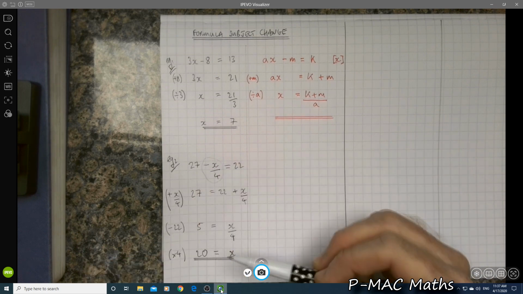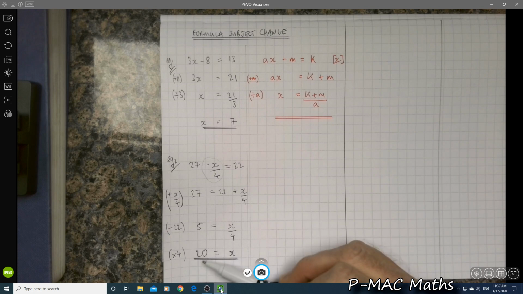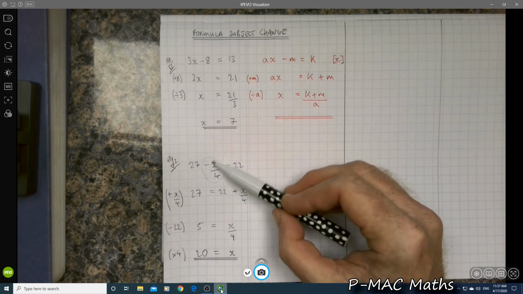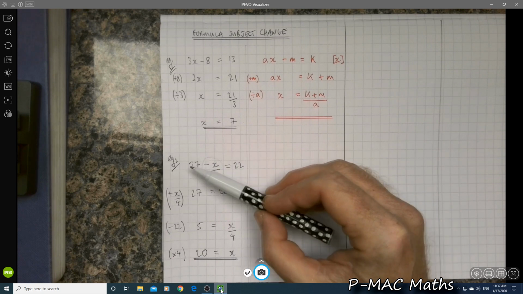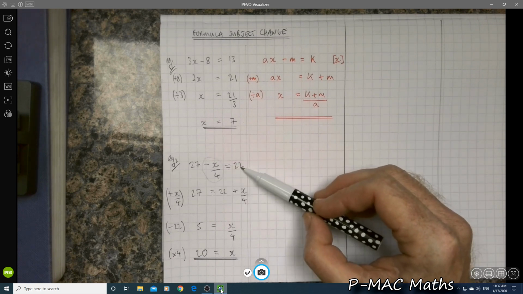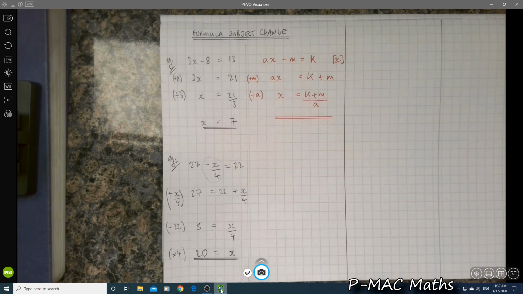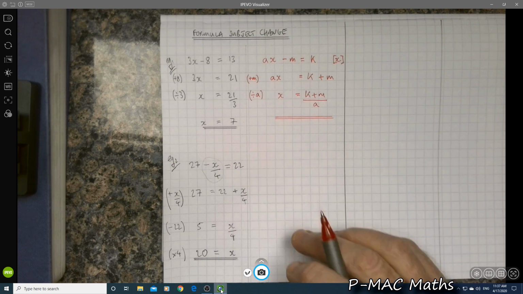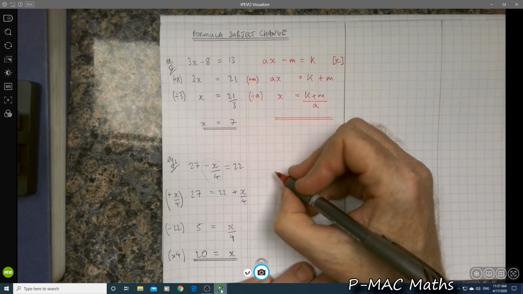A good thing to do at this stage is maybe do a quick substitution back into the equation with my answer and check it works. 20 divided by 4 would be 5, 27 take 5 would be 22, so I'm confident that that's the right answer. So let's have a parallel formula that we're rearranging then.